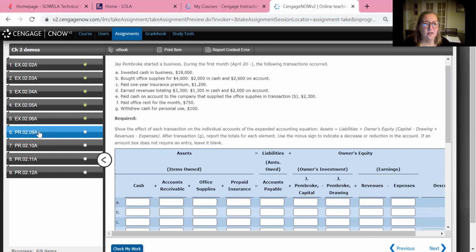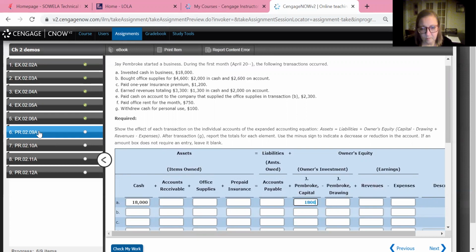All right, well, let's talk about it first. Jay Pembroke started a business during the first month. That's telling us there are 0 balances in everything. So in the first month, April, he invested cash in the business and it was $18,000. So cash increased and his equity increased.